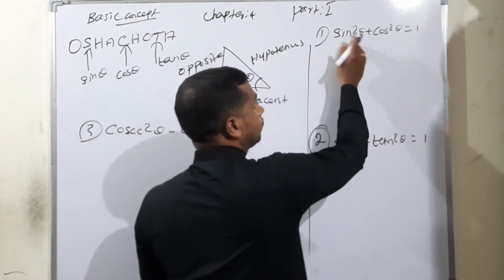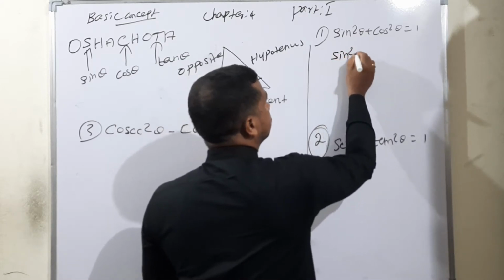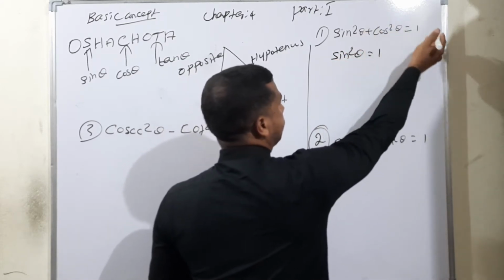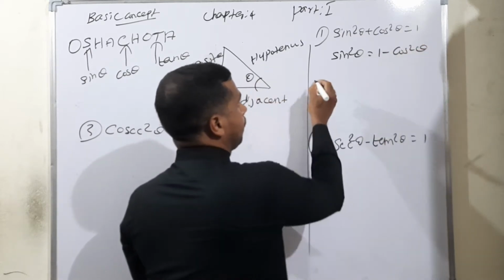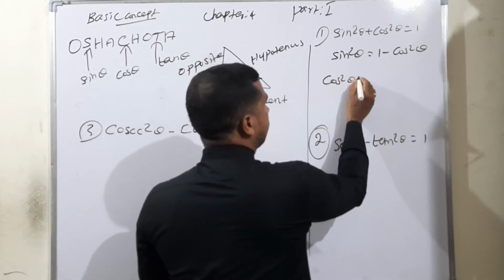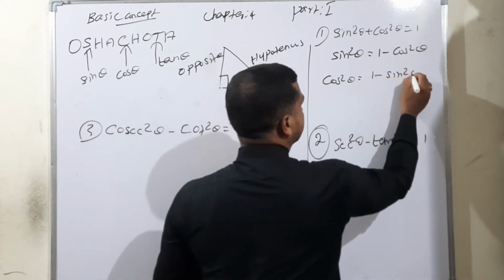How to find out sin square theta? 1 minus cos square theta, bringing the term to the opposite side, minus cos square theta. Then what is the value of cos square theta? 1 minus sin square theta.